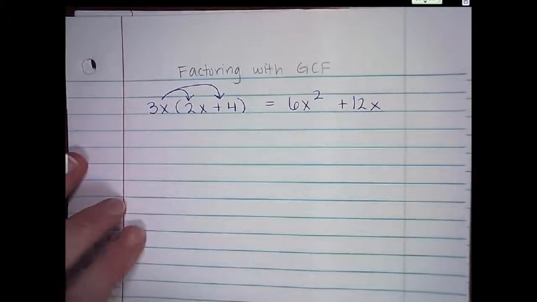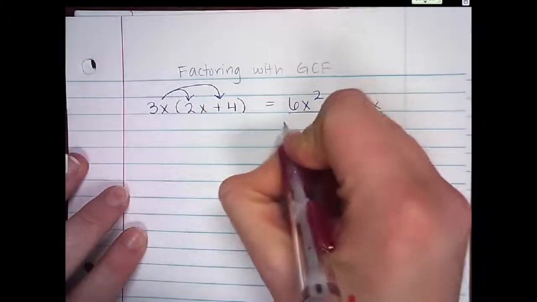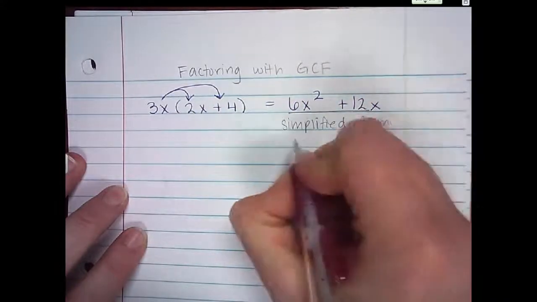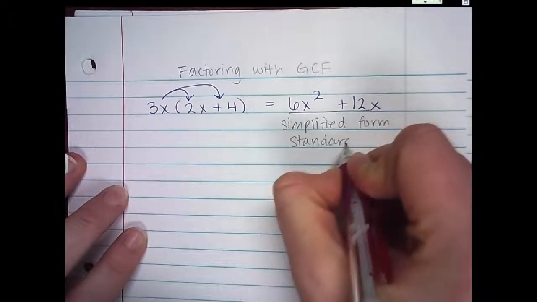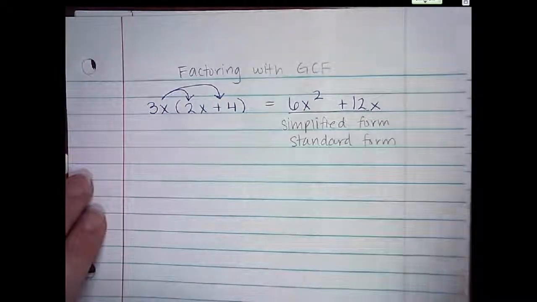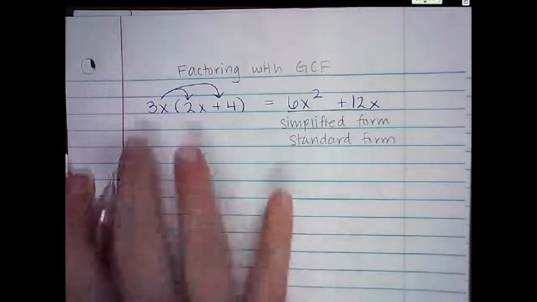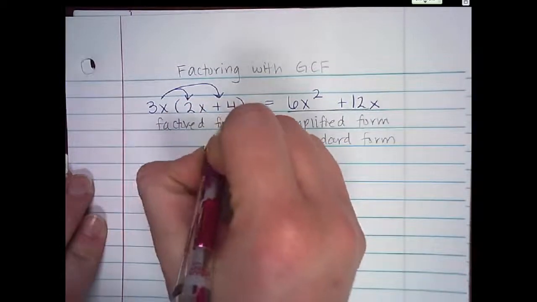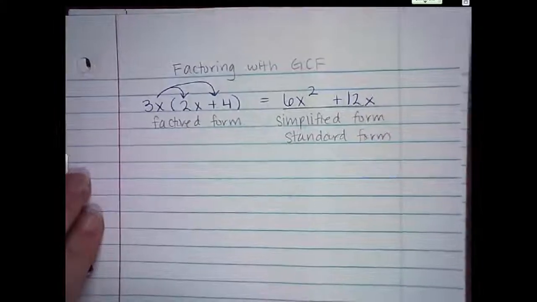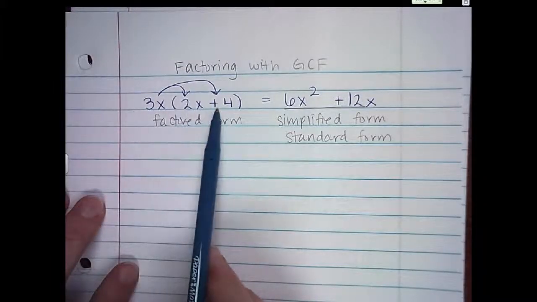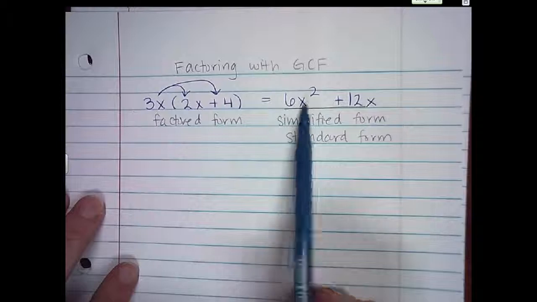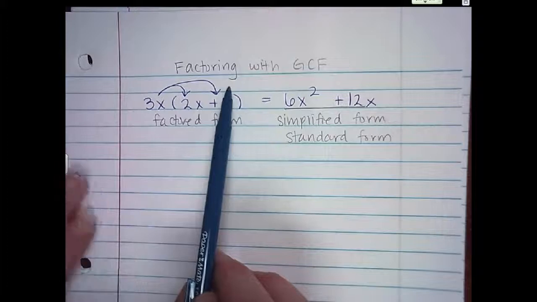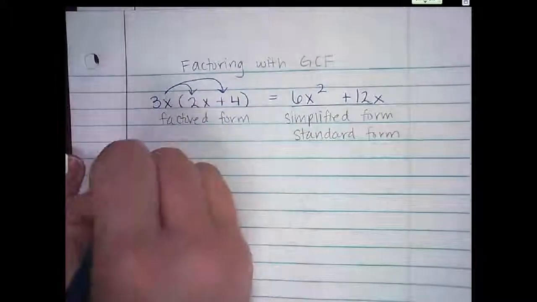Okay, you all know how to do that. Now, what I want you to know about this is, we call this either simplified form or standard form. Okay, so simplified form or standard form. This is factored form. Okay, so what we're going to do, instead of going from factored form to standard or simplified form, we're going to go the other way today. So we're going to take this and we're going to go backwards. All right, so let's look at an example.